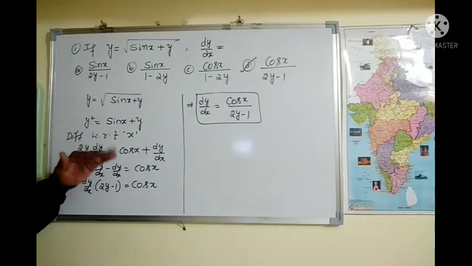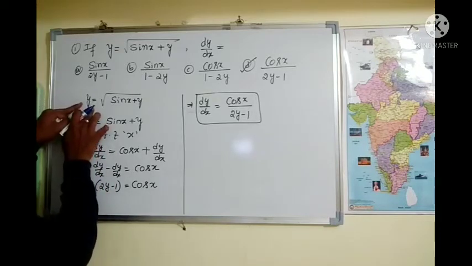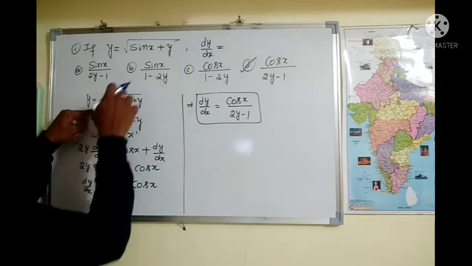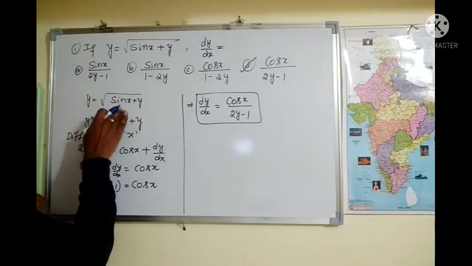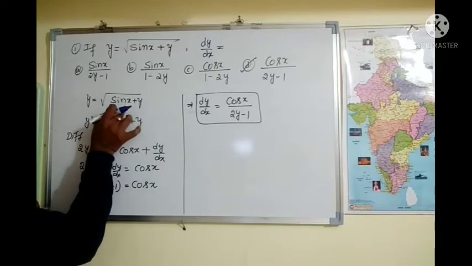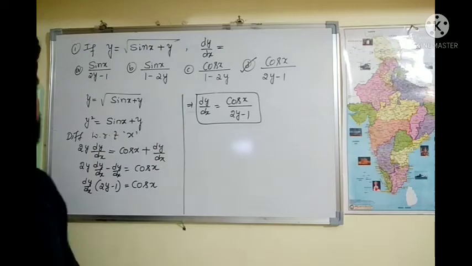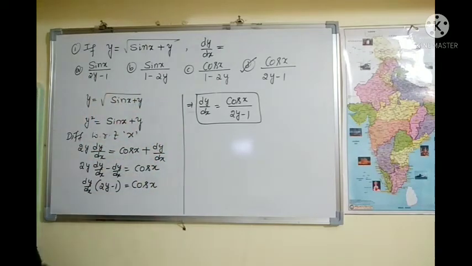This result we can also get in another form. You can directly differentiate: dy by dx is equal to 1 divided by 2 into root of sin x plus y, into the derivative of sin x plus y, which is cos x plus dy by dx. That method is a lengthy process, that's why I consider this method.